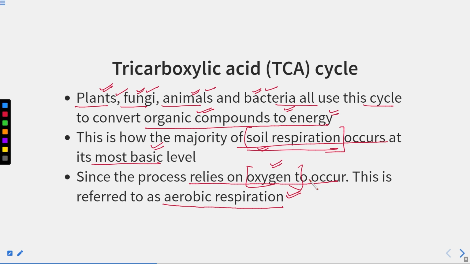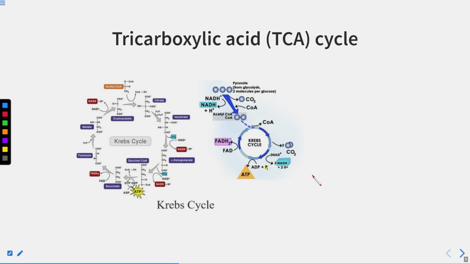Now the tricarboxylic acid cycle is part of aerobic respiration. And if oxygen is not present, then that cycle, the tricarboxylic acid cycle, will not start. And the oxidation of food, that is the cellular respiration, will stop at the glycolysis level only. So here you can see the tricarboxylic acid cycle.